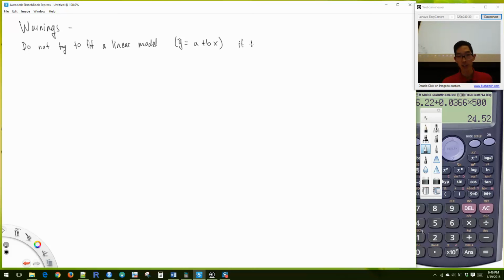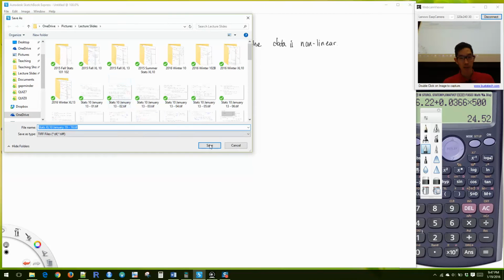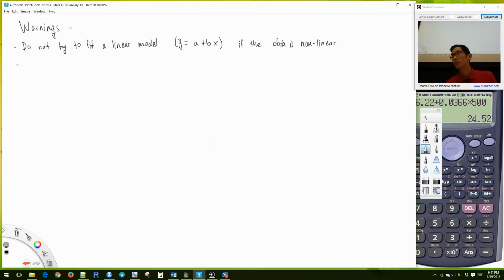If the data does not look like a straight line, if the data is nonlinear, do not use linear regression. And as always, correlation is not causation.